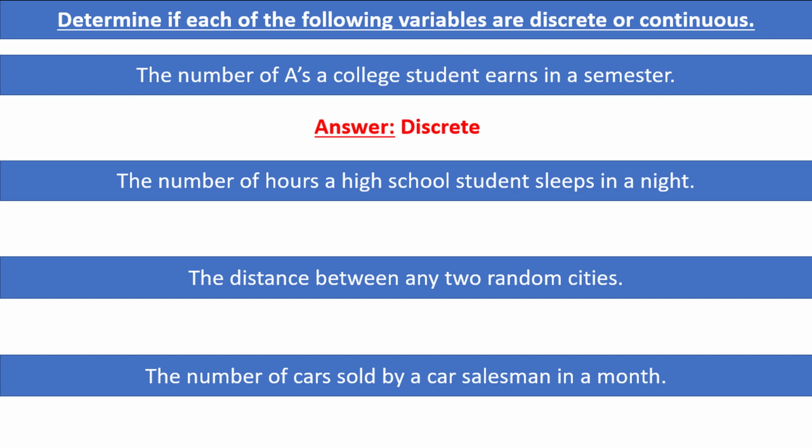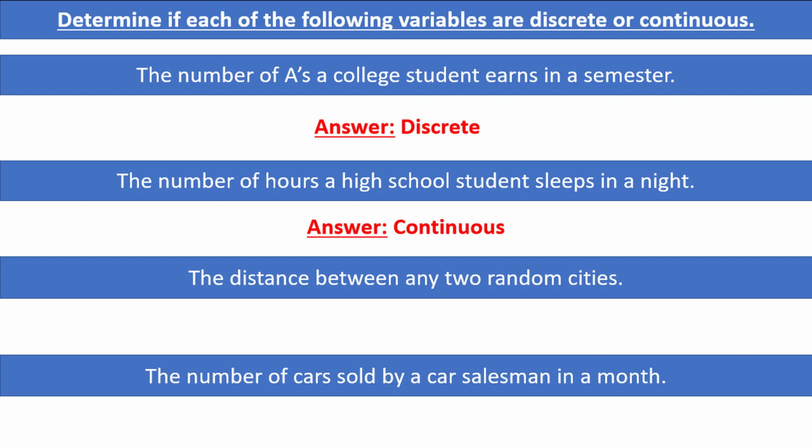The number of hours a high school student sleeps in a night is continuous. Sleep time is not restricted to only certain values. Someone could sleep 8 hours, but more likely they will be somewhere between two whole numbers, like perhaps 7.5 hours. Additionally, we aren't restricted in our decimals. We can have any decimal value for the number of hours of sleep, which makes this variable continuous.